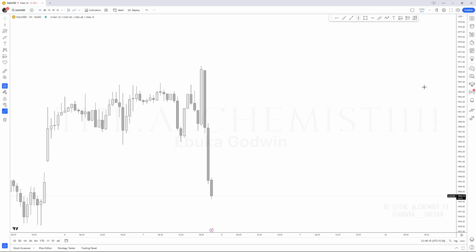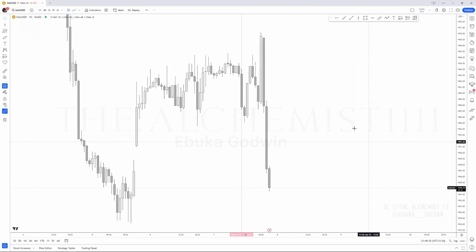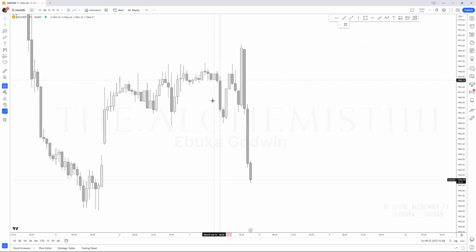So remember, 11:30 a.m. my time, like I told you, IST, Indian Standard Time. You can maybe go to Google and convert it to your time. So 11:30, 12:30, that's London kill zone, London open, and New York kill zone is at 4:30. New York session is at 5:30.